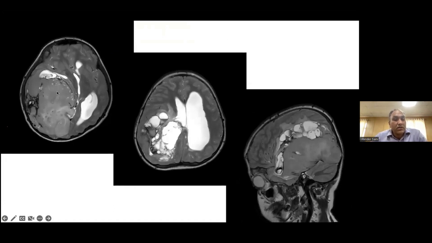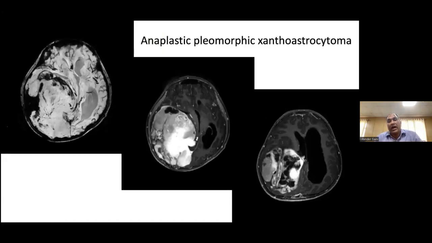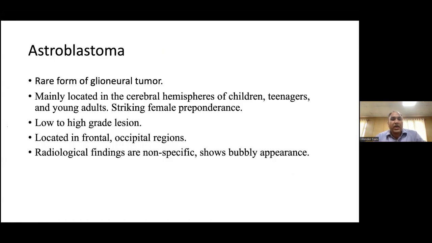For example, this is a grade 3 pleomorphic xanthoastrocytoma with a very large lesion causing a lot of mass effect, hemorrhage, and necrosis. You can see very heterogeneous enhancement. This is an anaplastic variant.